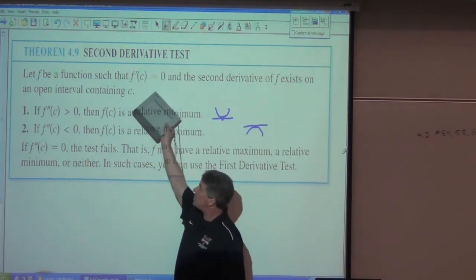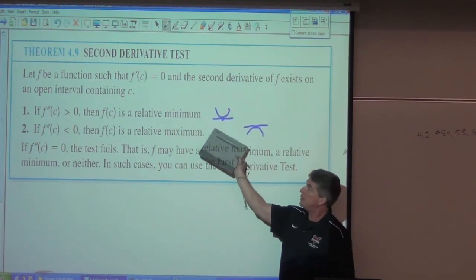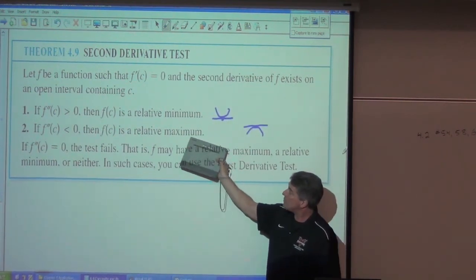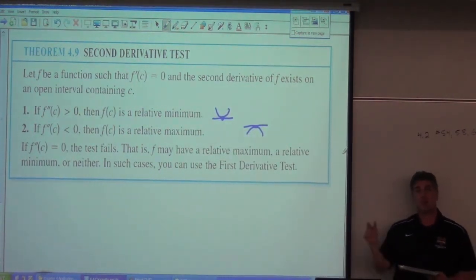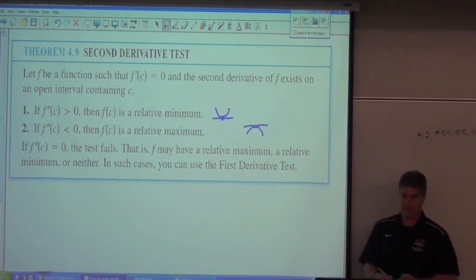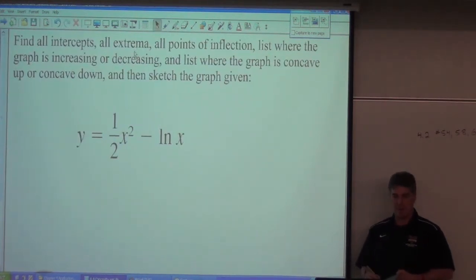If the first derivative is 0 and the second derivative is positive, you have a minimum. You have a lowest point. First derivative is 0, second derivative is negative, you have a maximum. Just another way of checking if you have a maximum or a minimum.